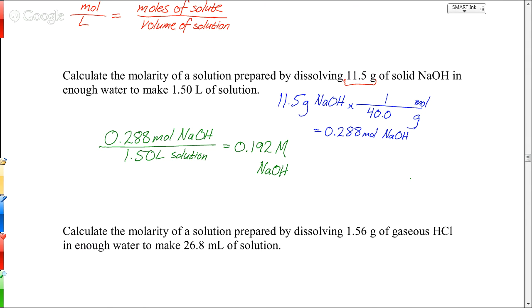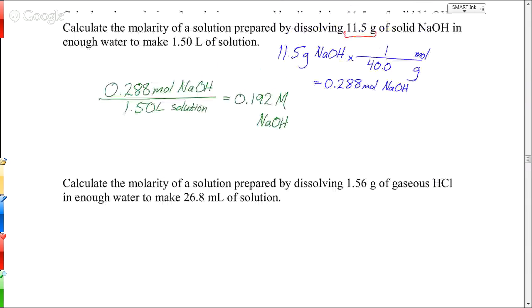Technically, we should specify that it's 0.192 molar sodium hydroxide in water, because you can make solutions in lots of other things too. You can dissolve sodium hydroxide in lots of other solvents. But especially for our purposes here, we're not really seeing solutions in other solvents, so we can just assume that it's water and not specify that here. If you see a concentration that says something like 0.192 molar sodium hydroxide, you can assume that that's a water solution.